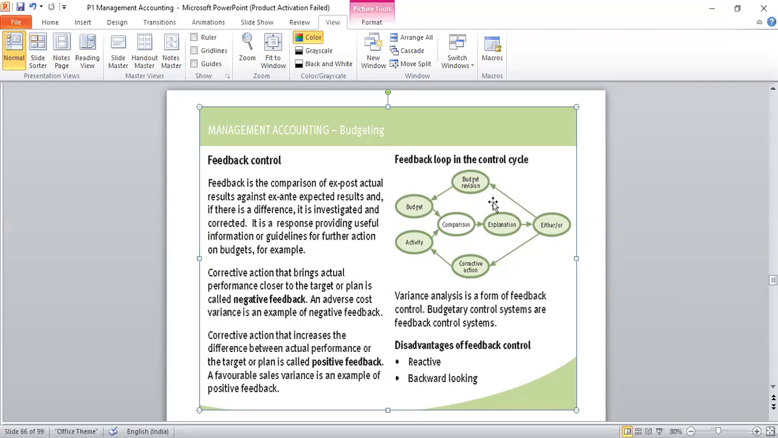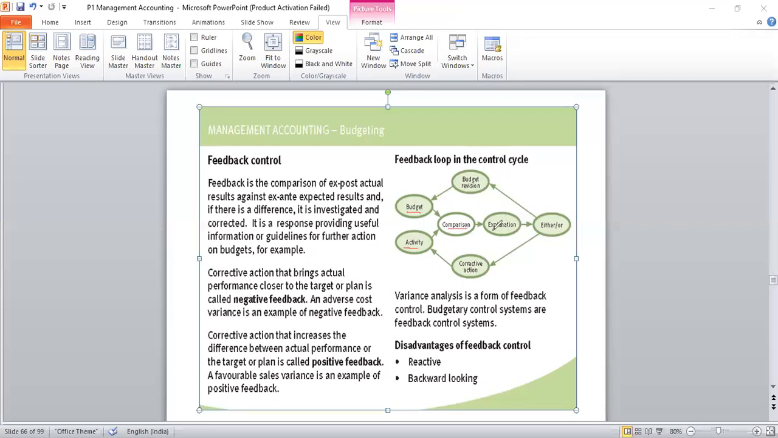So here the loop works like this. Actually, the loop is a cycle. Let's look into that one. The budget is prepared. The budget is compared with the actual activity. So when a budget is prepared and the actual activity takes place, these two things are compared. That is the comparison.